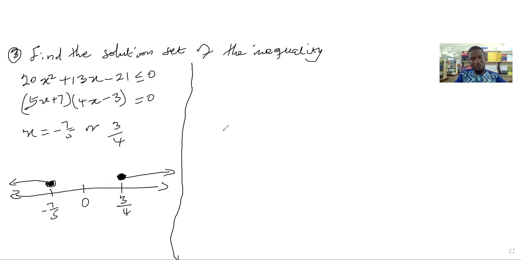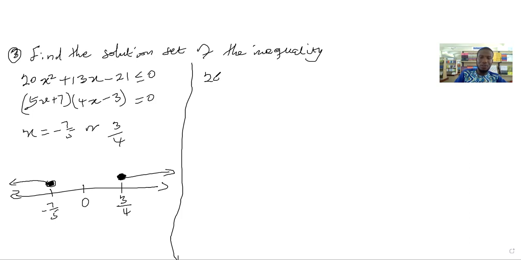So remember that negative 7 over 5 is the same as negative 1.4, and 3 over 4 is the same as 0.75. So here, numbers less than negative 1.4, we can just choose negative 2. So let me just choose negative 2 here.